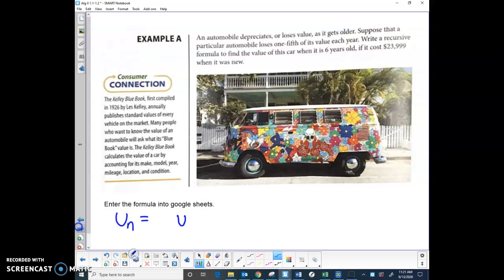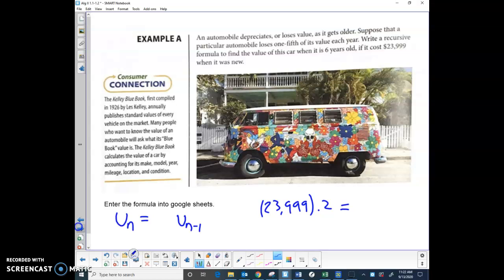We need to know what the value is from the year before, because it's going to lose value off of the previous year's value, not off of the original value. So it's losing 1/5. If we take $23,999 and multiply it by 1/5 or 0.2 as a decimal, we get how much we're taking off, but how much is it actually worth?